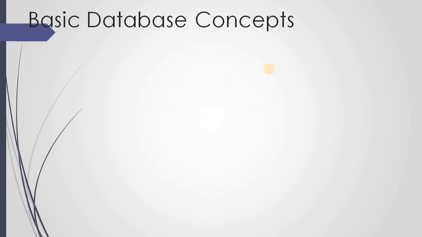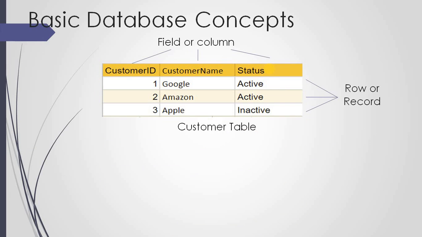Coming to the third term, which is record. The rows which are present in a table are known as records. The records are represented horizontally. In this example, there are three records. A record consists of values from all the different fields. It has different data types.